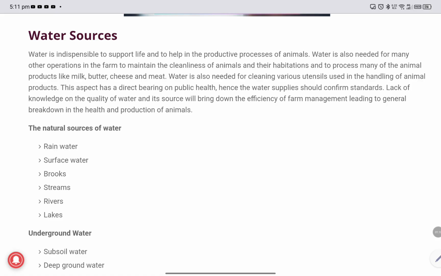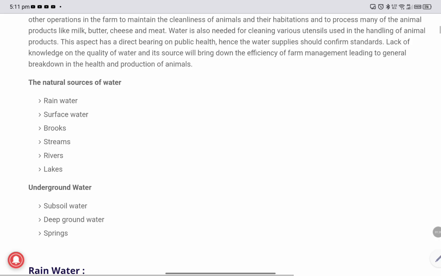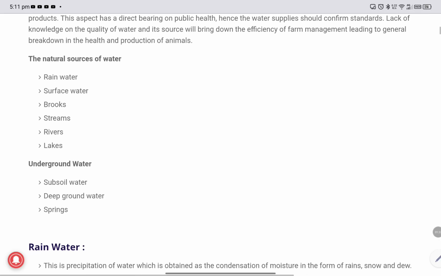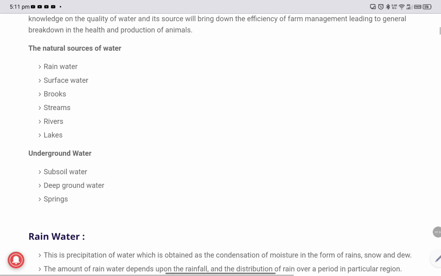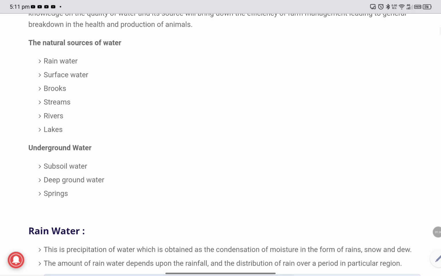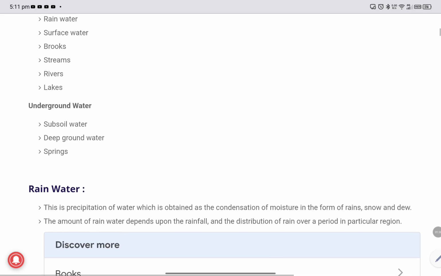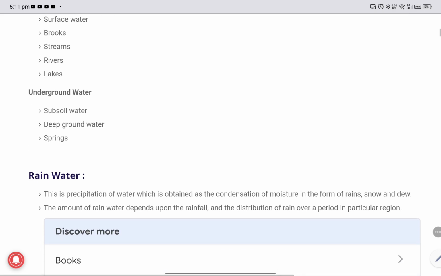Hence, the water supply should come from a standard source. Lack of knowledge on the quality of water and its source will bring down the efficiency of farm management, leading to a general breakdown in the health and production of animals. The natural sources of water: rainwater; surface water, brooks, stream, river, lake; underground water, subsoil water, deep groundwater, spring.